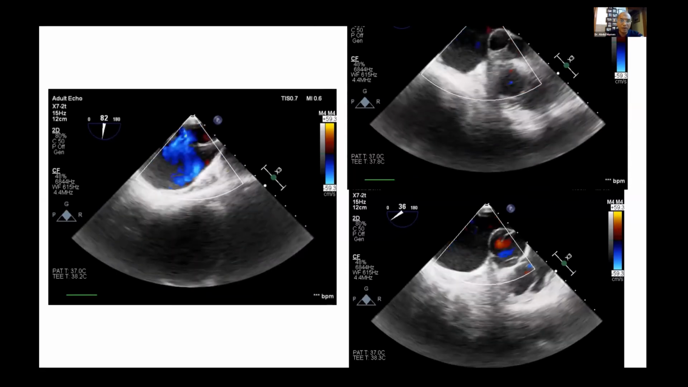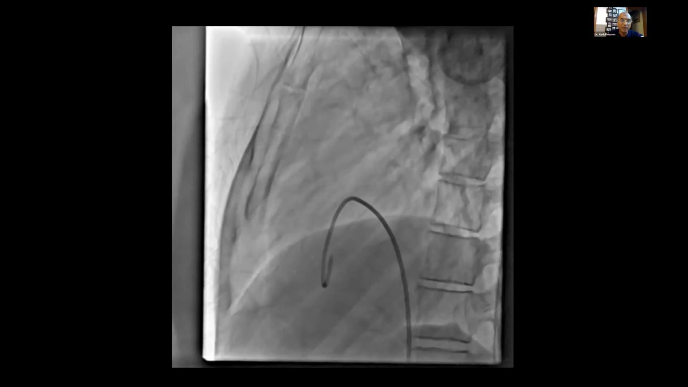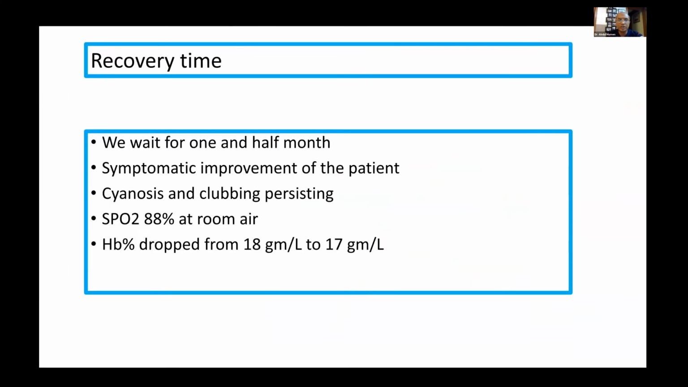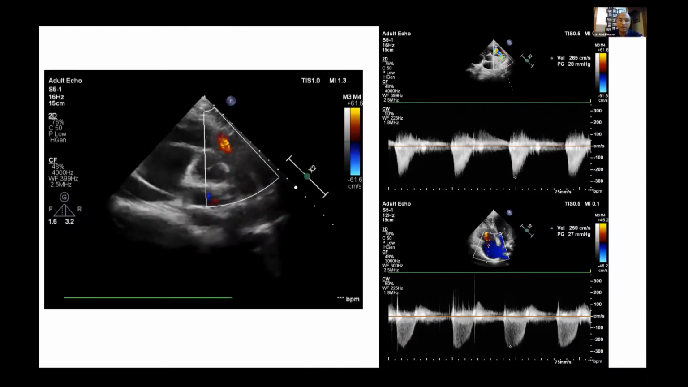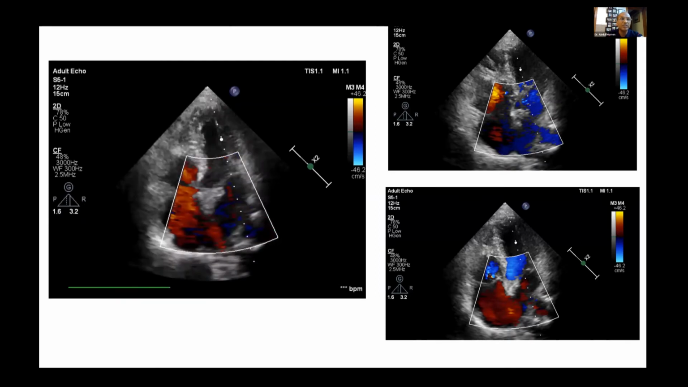The gradient across the pulmonary valve is 54. We did the balloon valvuloplasty first, and after balloon valvuloplasty, the gradient is 20. We waited for 1.5 months. Still, the patient is cyanosed with clubbing, and SpO2 is 88%. There is no gradient across the pulmonary valve, but still there is a bidirectional shunt across the ASD. We decided what to do.